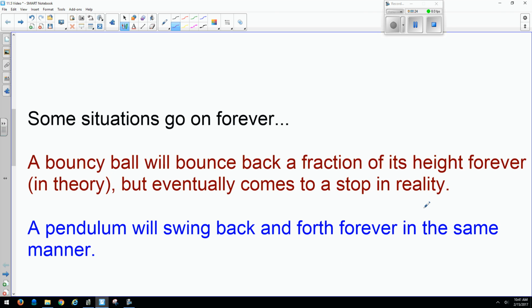To give you a few examples of an infinite series, we can think of a ball that's bouncing. It'll bounce back a fraction of its height forever in theory, but we know that in reality it actually comes to a stop. A pendulum will just swing back and forth forever in the same manner.